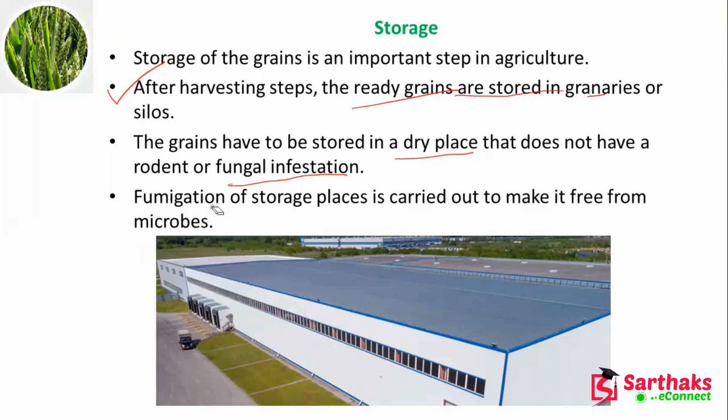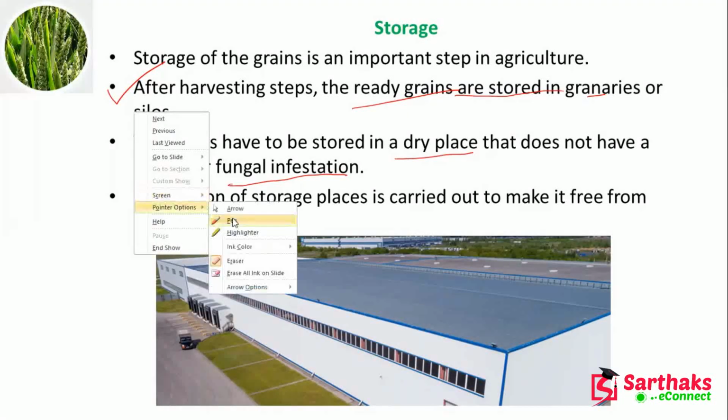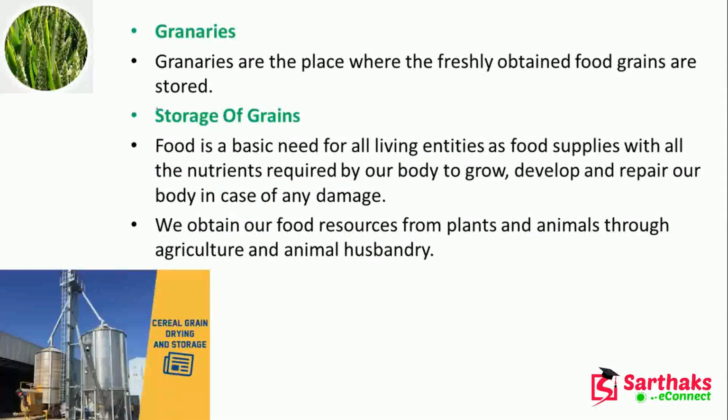The storage place should be free from the microbes. Now, the granaries are the place where freshly obtained food grains are stored. We obtain our food resources from the plants and animals, through agriculture and animal husbandry, but we have to do it with proper storage so that throughout the year, we can get the required grains.